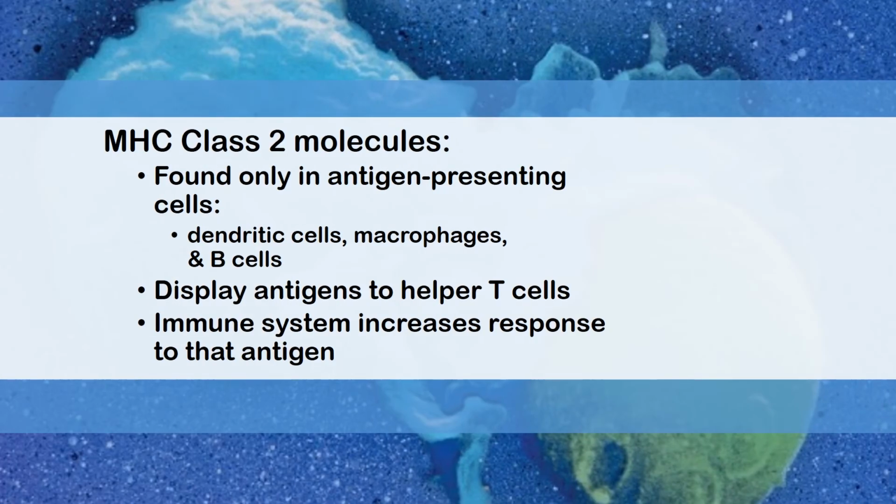These are similar to the major histocompatibility class 2 molecules. These MHC2 molecules are found only in antigen-presenting cells. These include the dendritic cells, the macrophages, and B cells. They will go along and they will display these antigens to helper T cells. When they do so, they help activate those helper T cells and will increase the response of the immune system.